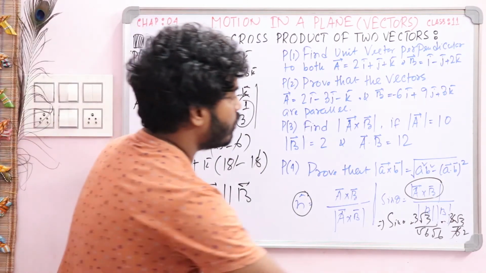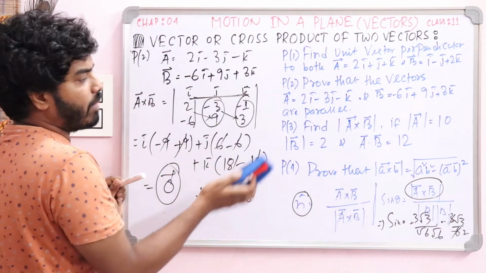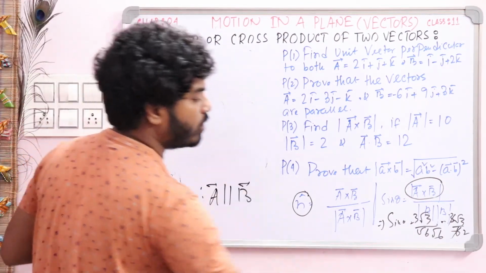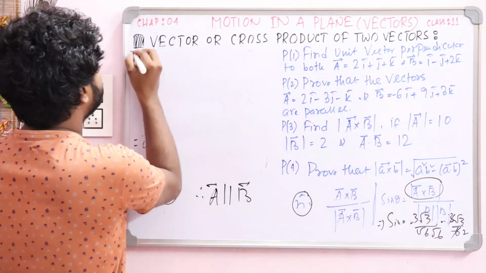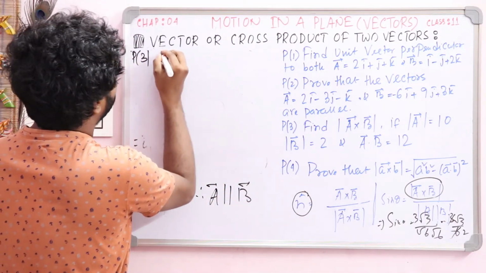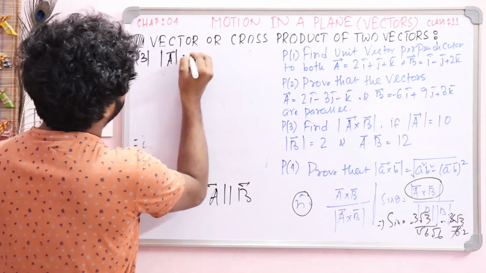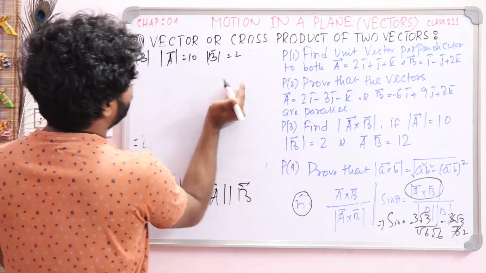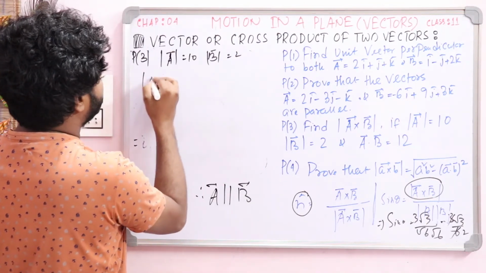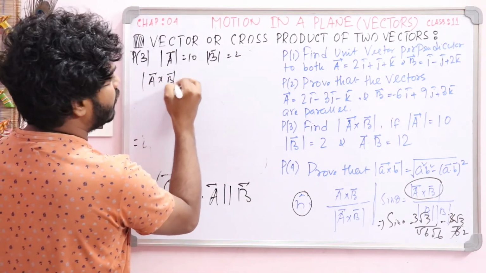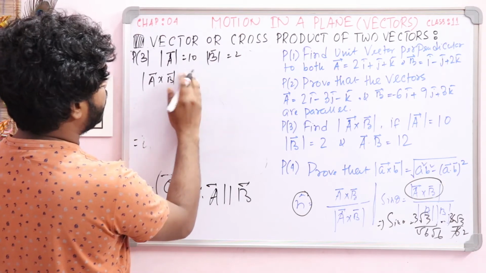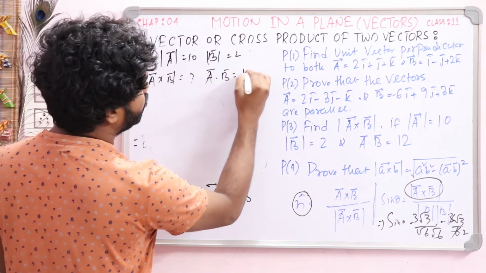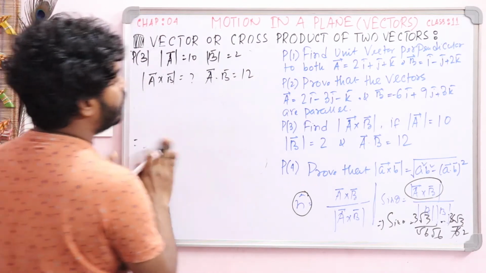In problem 3 we have to find out A cross B. The magnitude value of A is given, write it down. The magnitude value of A is 10, the magnitude value of B is given as 2, and you have to find out the magnitude value of A cross B. A dot B is given, that is 12. Okay, so we already completed dot product.